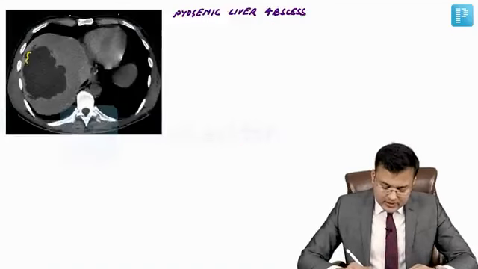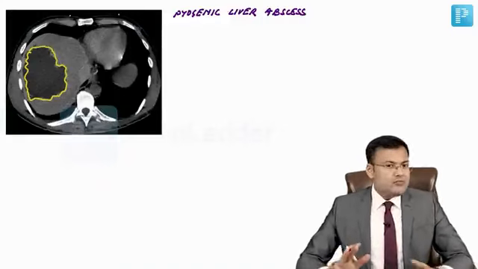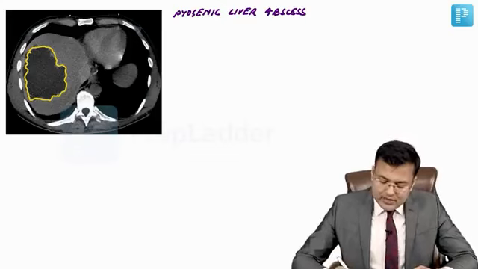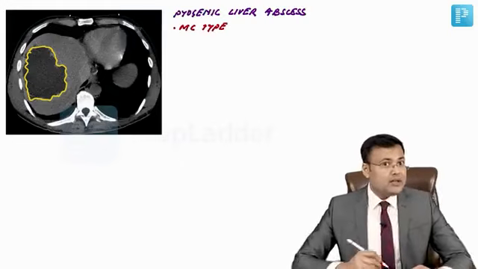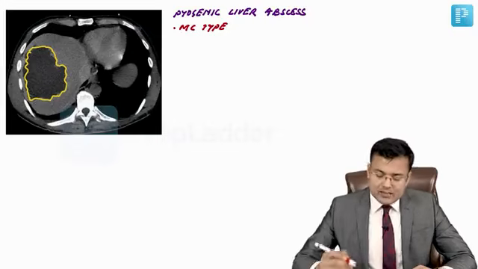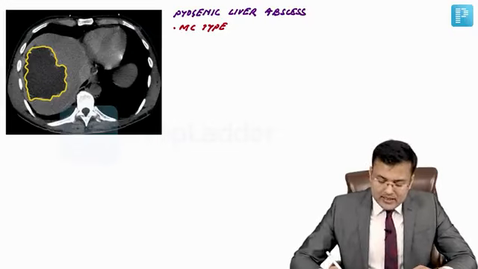So here you can see this is pyogenic liver abscess, and this is the most common type of liver abscess worldwide. Generally, it is seen in alcoholic males in 5th to 6th decade. It is pyogenic, so it is caused by bacteria.